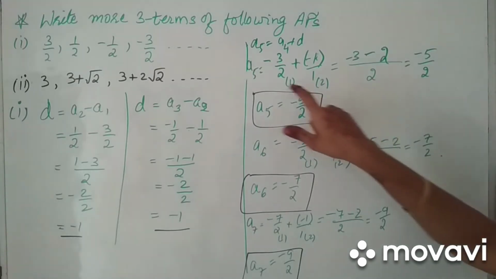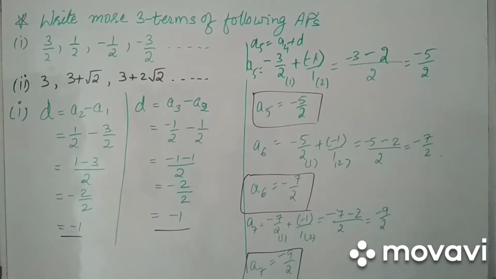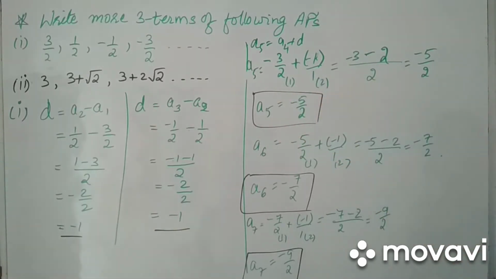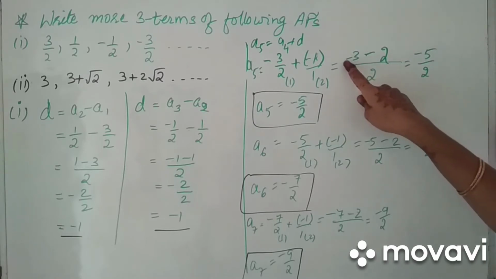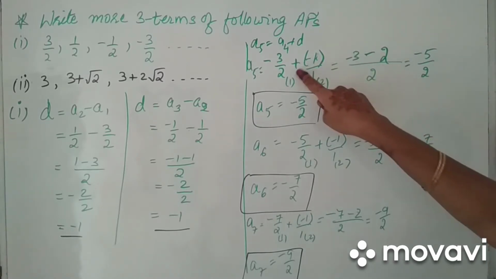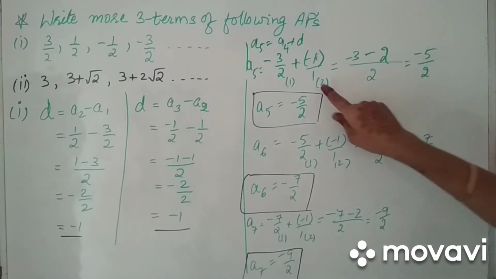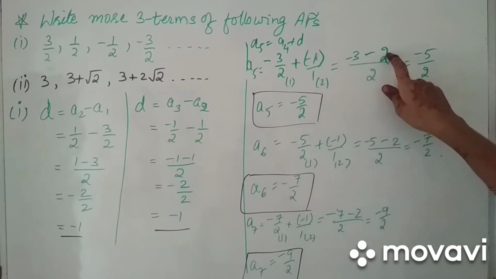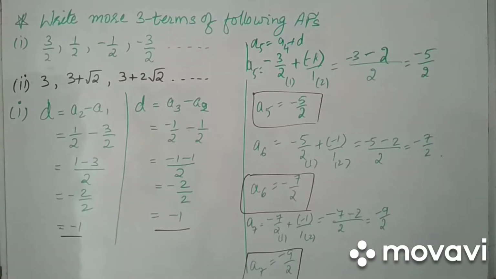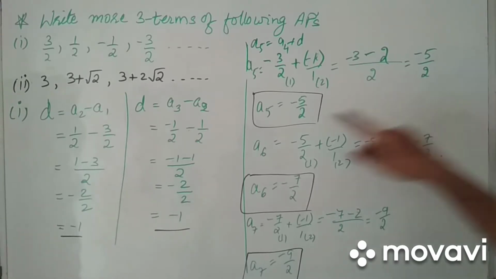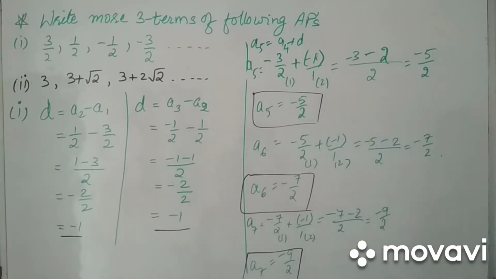Now take out the LCM. LCM is 2. So this 2 is multiplied by 1, and 1 is multiplied by 2. What are we getting? Minus 3 plus minus, the sign is minus. So 1 twos are 2, so minus 2 is there. Minus, minus, plus, the sign is minus. Minus 5 upon 2 is my answer. So a5 is minus 5 upon 2.